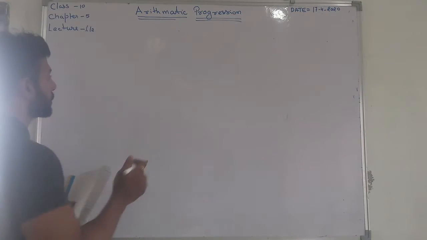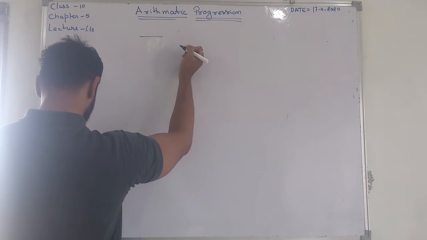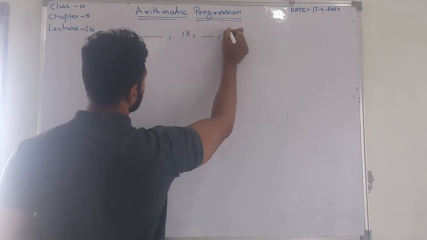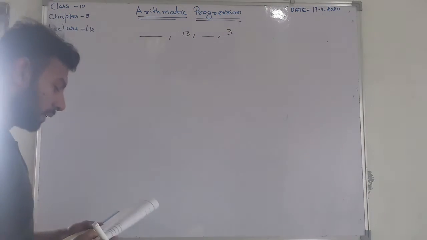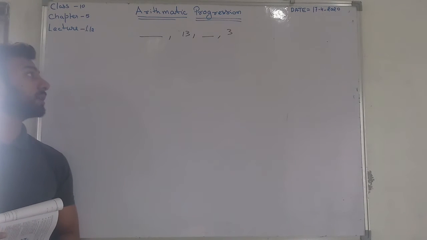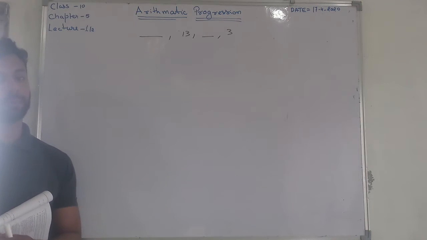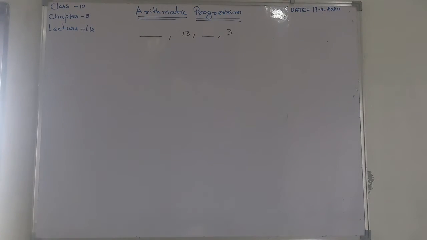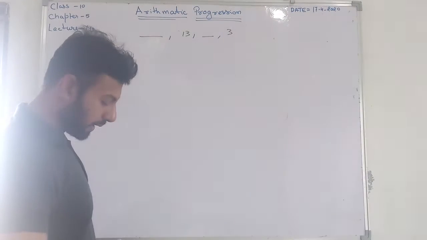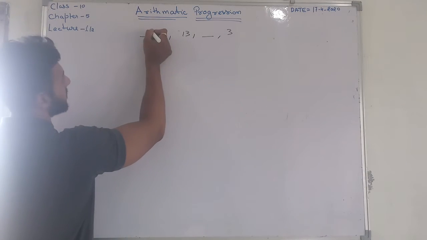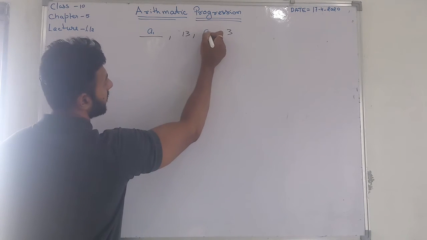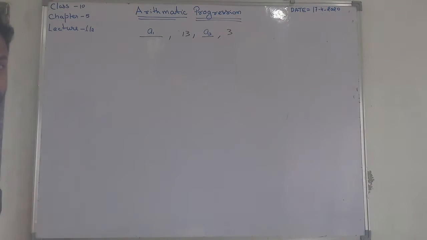We are given the question: dash comma 13 comma dash comma 3. We have to identify the missing terms, the dashes, from the arithmetic progression. This is a series in which we have to identify the missing terms. So we are writing them by name. This is A1, this is A2, this is A3 and this is A4.